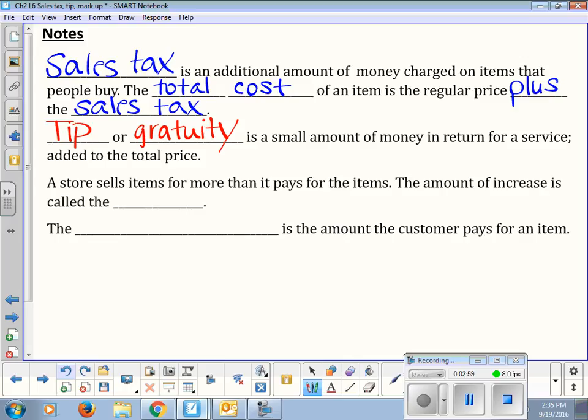Another vocabulary word is markup. The store sells an item for more than it pays for the item, and that's what we call the markup. So let's say Walmart paid $5 for a t-shirt. When they sell it to you, they're not going to sell it for $5 because then they're making no money. They mark it up, and the selling price is the amount that the customer pays for the item.